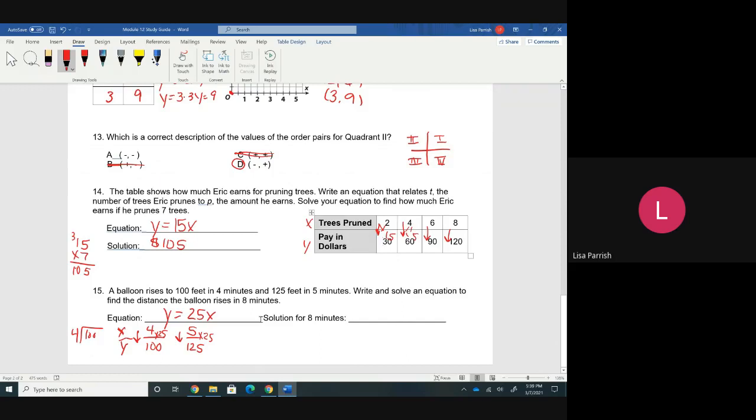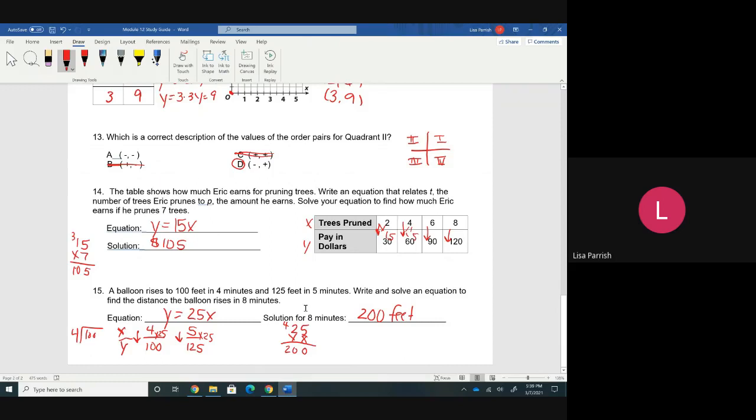So the next part of this says for 8 minutes, how high would the balloon rise? You take your rule of 25 times x, do 25 times 8. 8 and 5 is 40, carry the 4. 16 and 4 is 20. So that would be 200, sorry, that's not a good zero, 200 feet. Okay, so check your answers on your study guide.